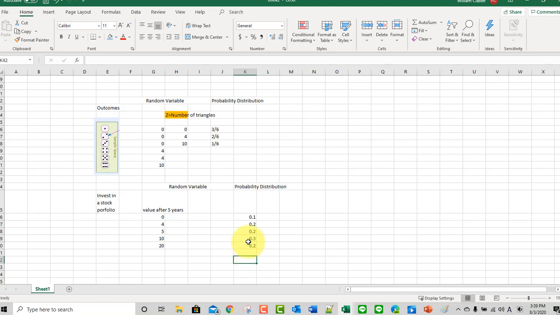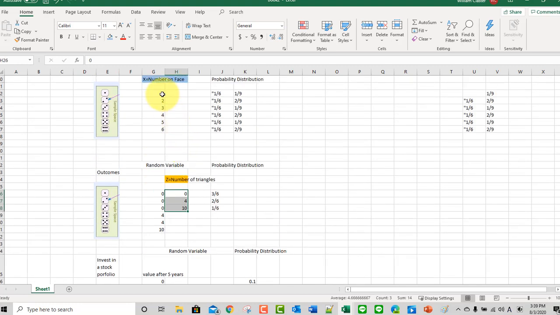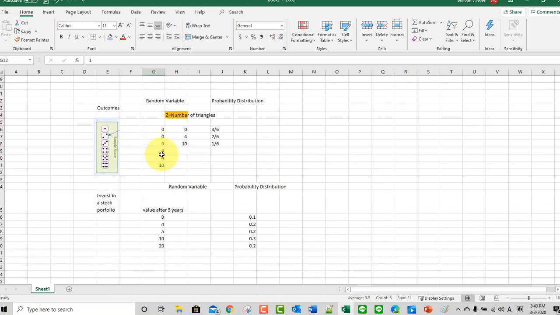Okay, so maybe this is what we come up with from the experts for the probability distribution. I don't quite know what to put in this column here. This was obviously just the physical outcomes, so let's skip to the random variable. Here the random variable could take on the values 0, 4, and 10. Here the random variable could take on the values 1, 2, 3, 4, 5, 6. And here this random variable is the value of the investment.